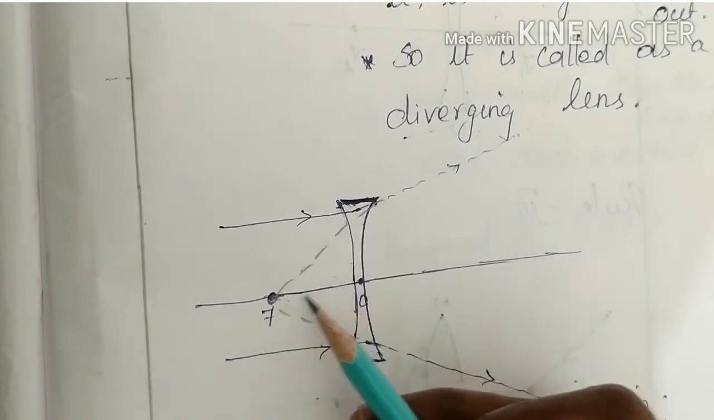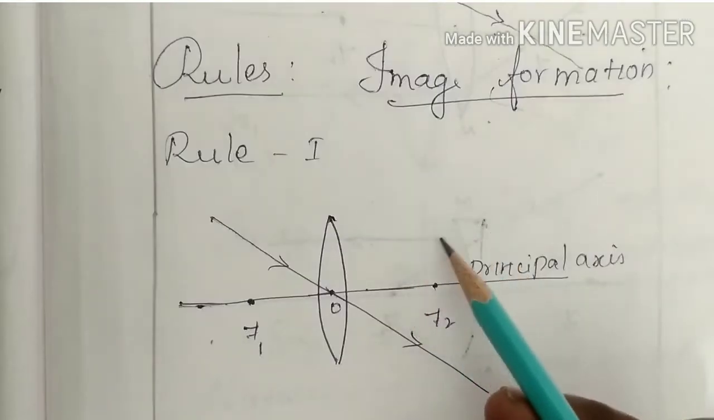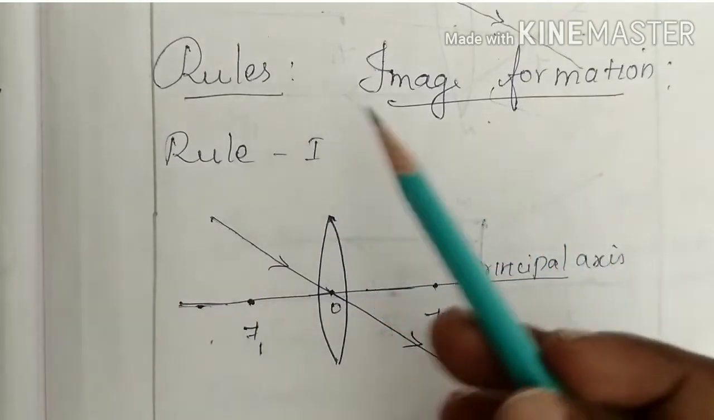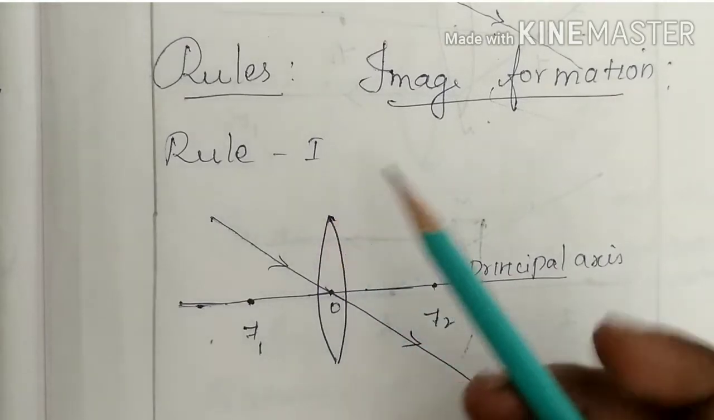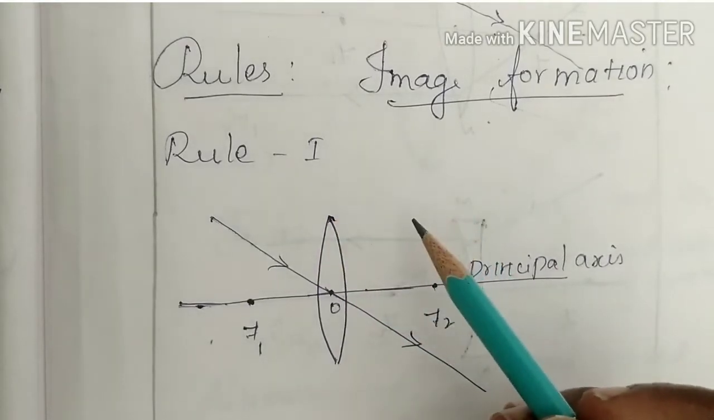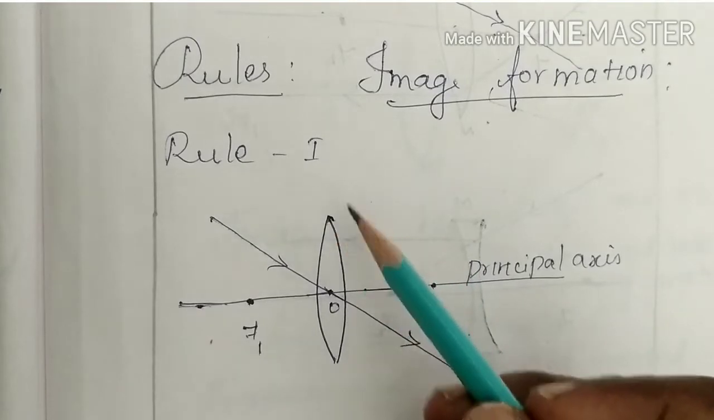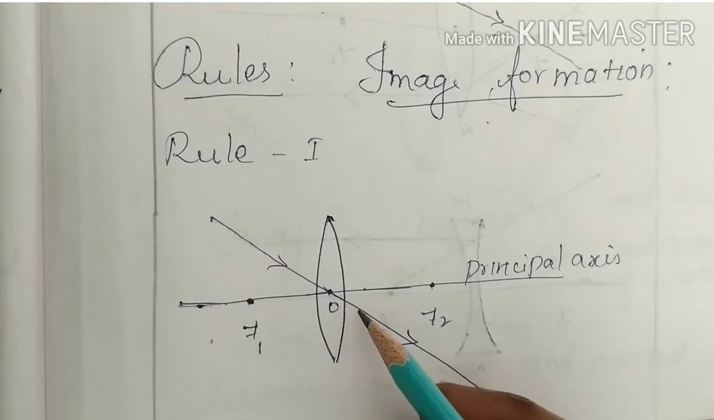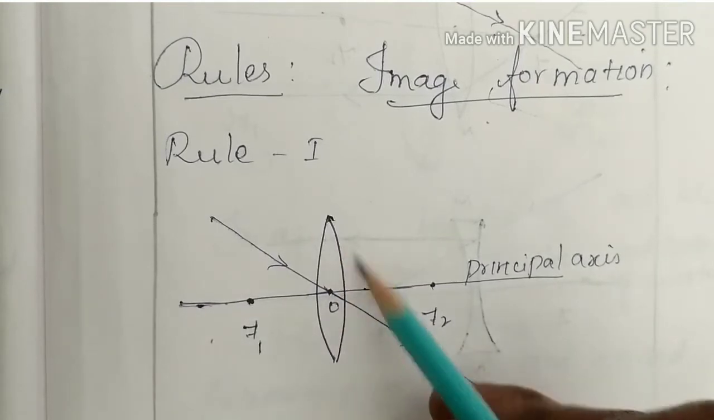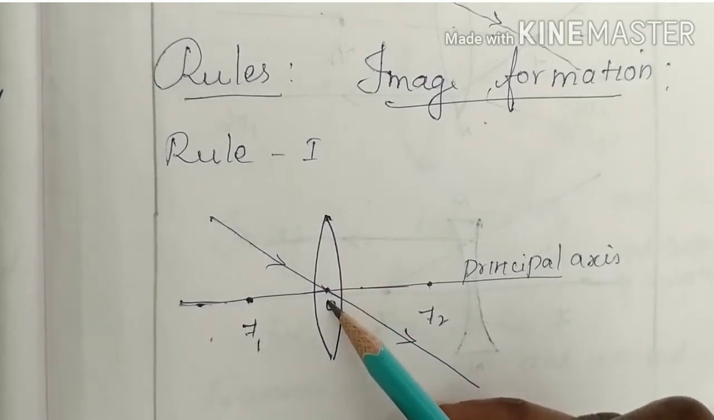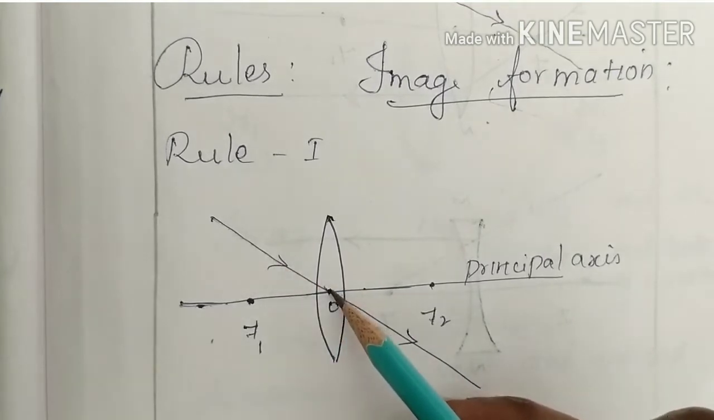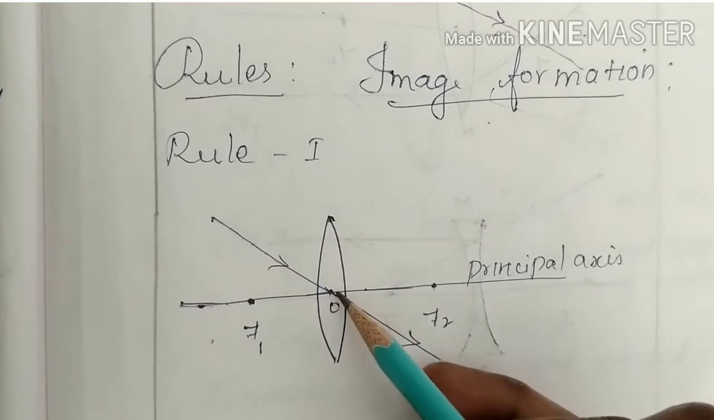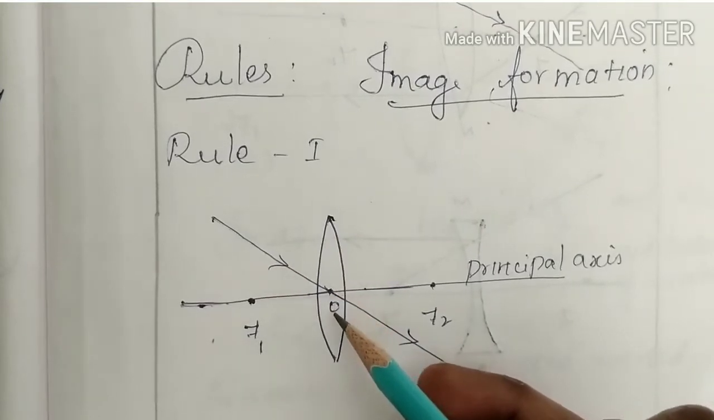Have you understood? Next we study the image formation of lenses. Before that, we studied certain rules. Do you remember? There are 3 rules. The first rule states that when a ray of light is allowed to pass through the optic center of a convex lens. Optic center means the center part of the lens, which is denoted by the letter O.